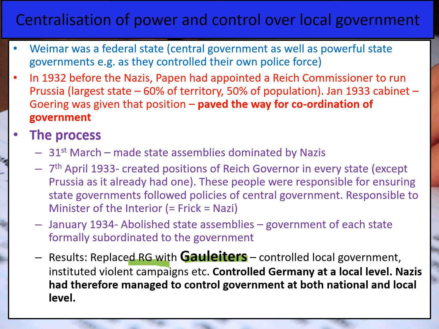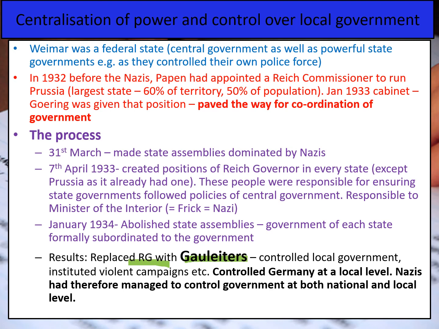But just to make things really confusing, the Nazis actually left the position of Reich governors in place in some areas. So in some cases, there was a real power struggle between the old Reich governors who were still around, and the new Gauleiters, who were basically Nazi party officials. So there was some aspect of dualism, and we'll talk more about that when we look at the Nazi dictatorship, and we'll see how the government was quite chaotic.